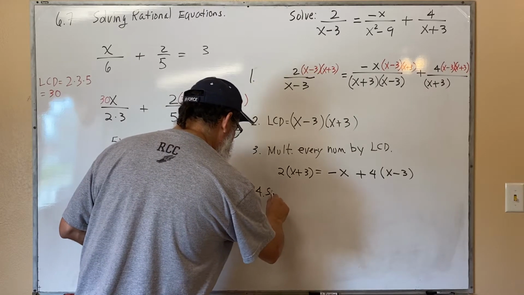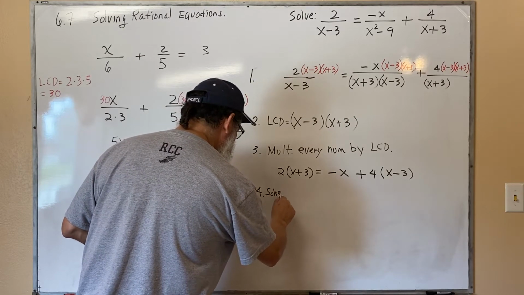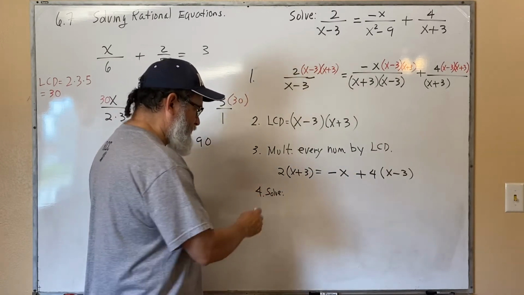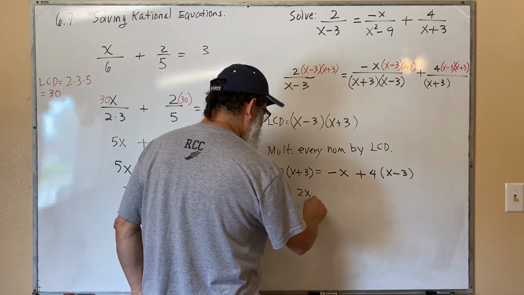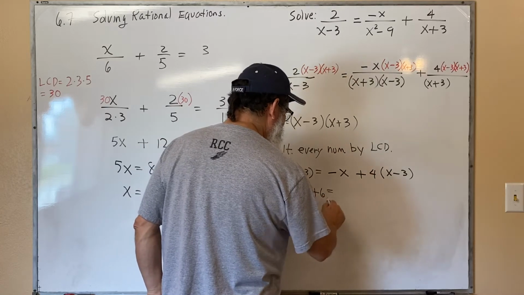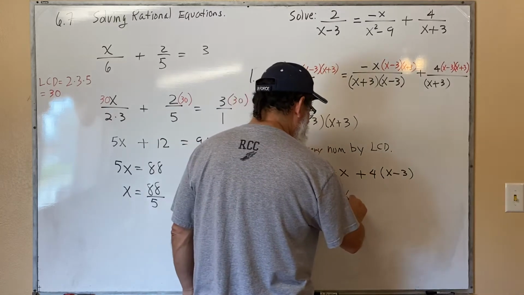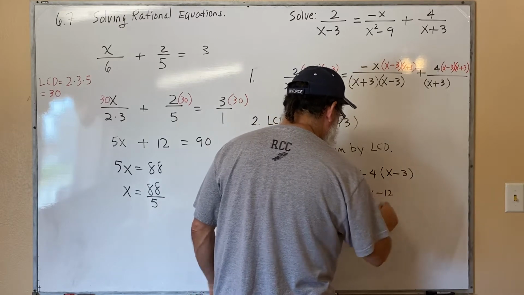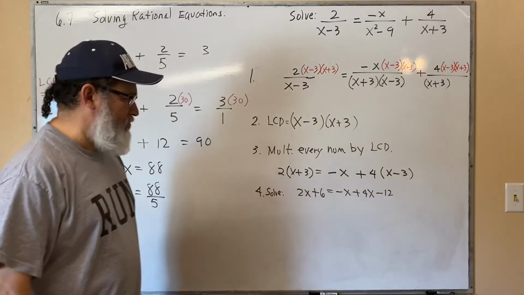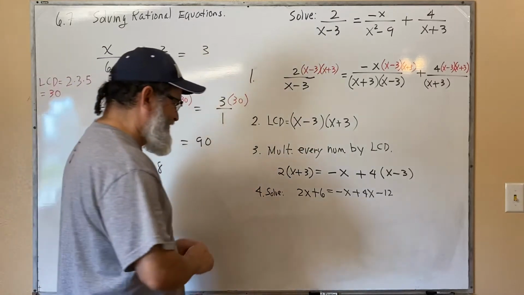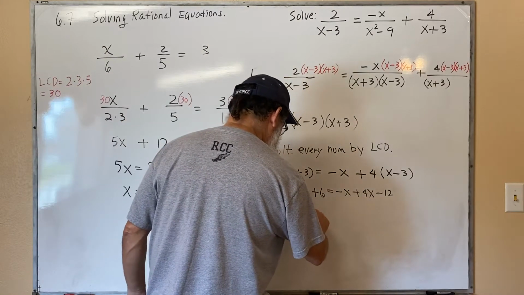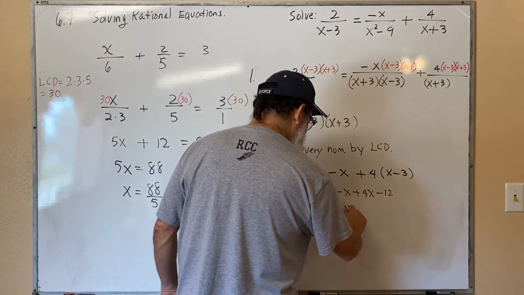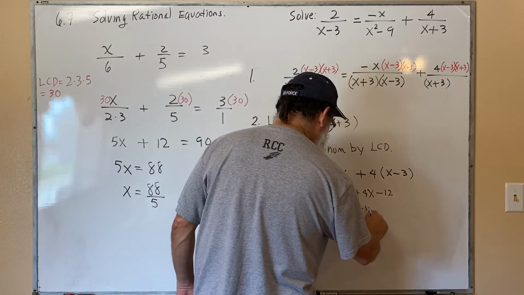Solve. Okay, distribute. 2x plus 6 equals negative x plus 4x minus 12. Okay. 2x plus 6 equals 3x minus 12.